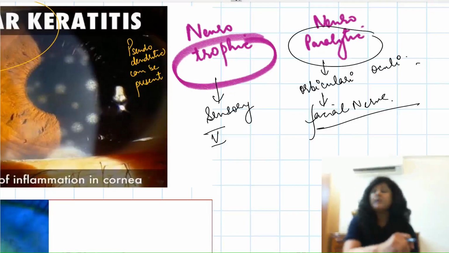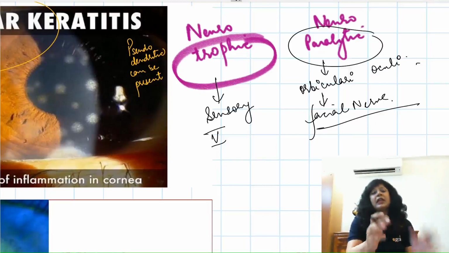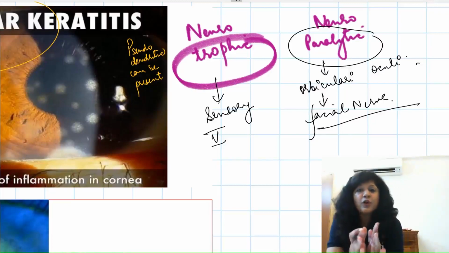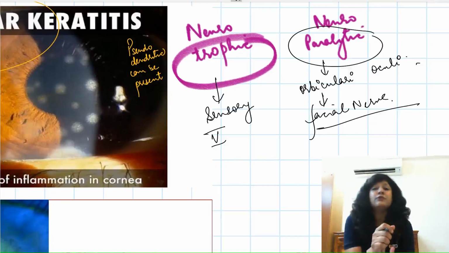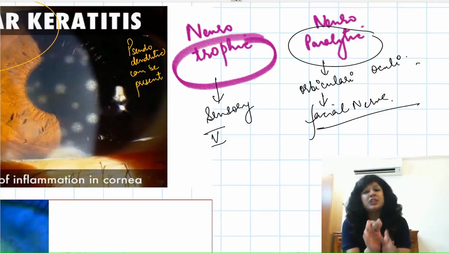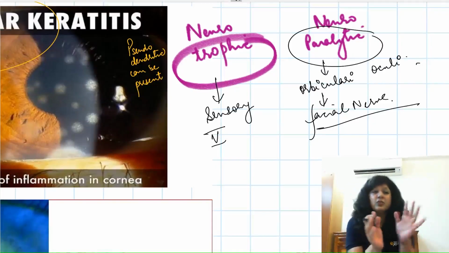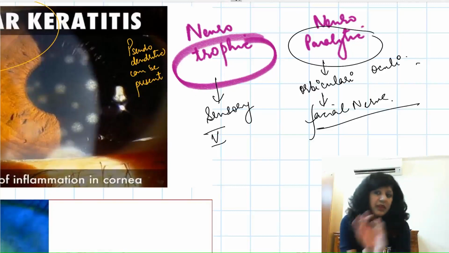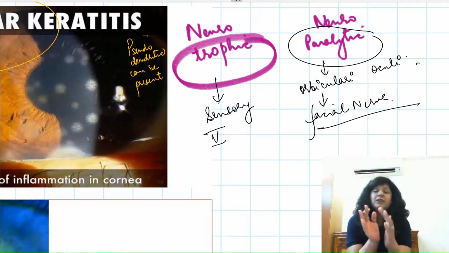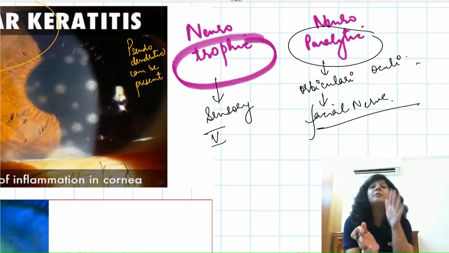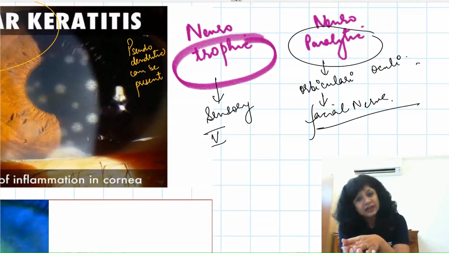Now finally we come to acanthamoeba. Acanthamoeba keratitis. Now first of all, clear this confusion: the most common infection in contact lens users is not acanthamoeba, it is Pseudomonas. But the most common risk factor of acanthamoeba keratitis is the use of contact lenses.